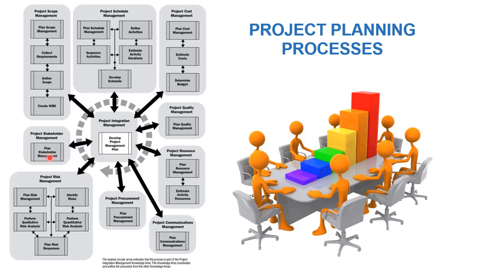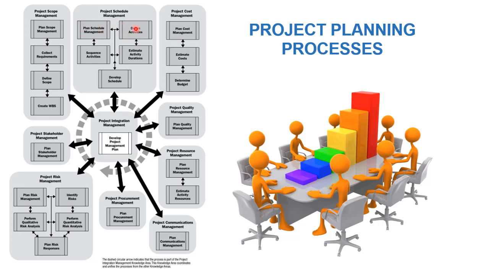During the project planning phase, there is a specific process for each knowledge area for the planning phase. For the project scope, we have plan scope, then collect requirements, then define scope, and create work breakdown structure. For the project schedule management, we will start with planning the schedule management, how to schedule the plan and how to manage the schedule during the project.